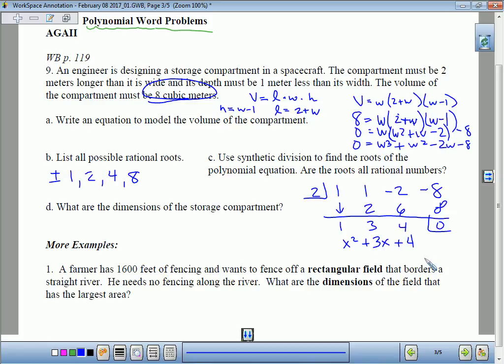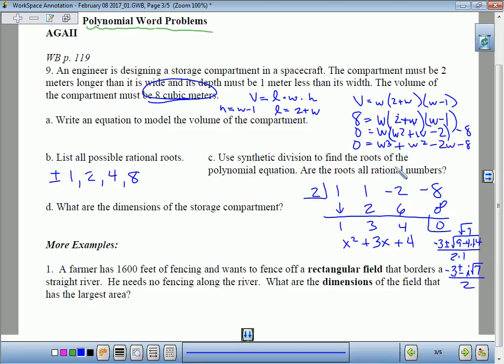It doesn't factor, so we would use the quadratic formula. It would be negative b plus or minus the square root of b squared minus 4ac all over 2a. And then we notice that we get a negative 7 under the radical, which tells me it's what kind of root? Imaginary. Okay, so we have some complex imaginary roots right here.